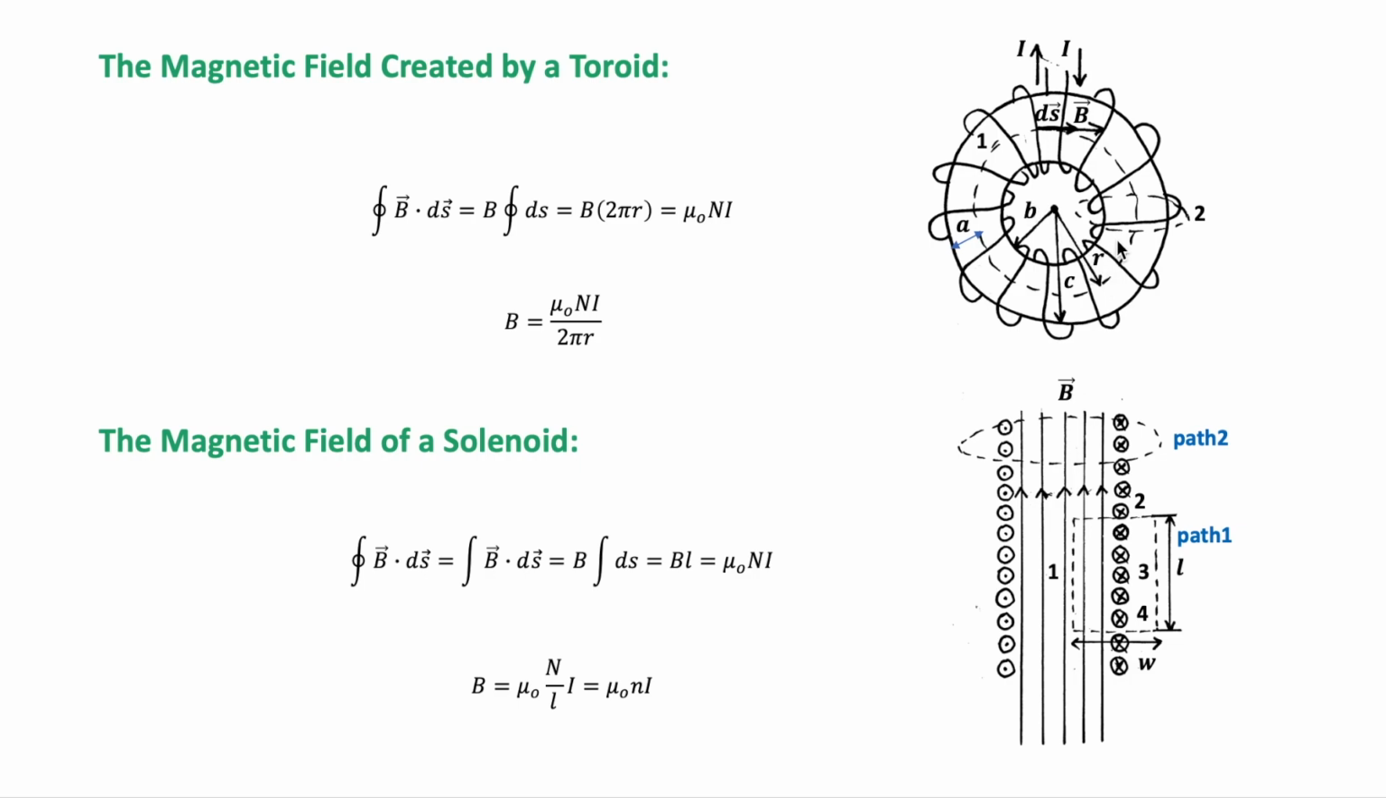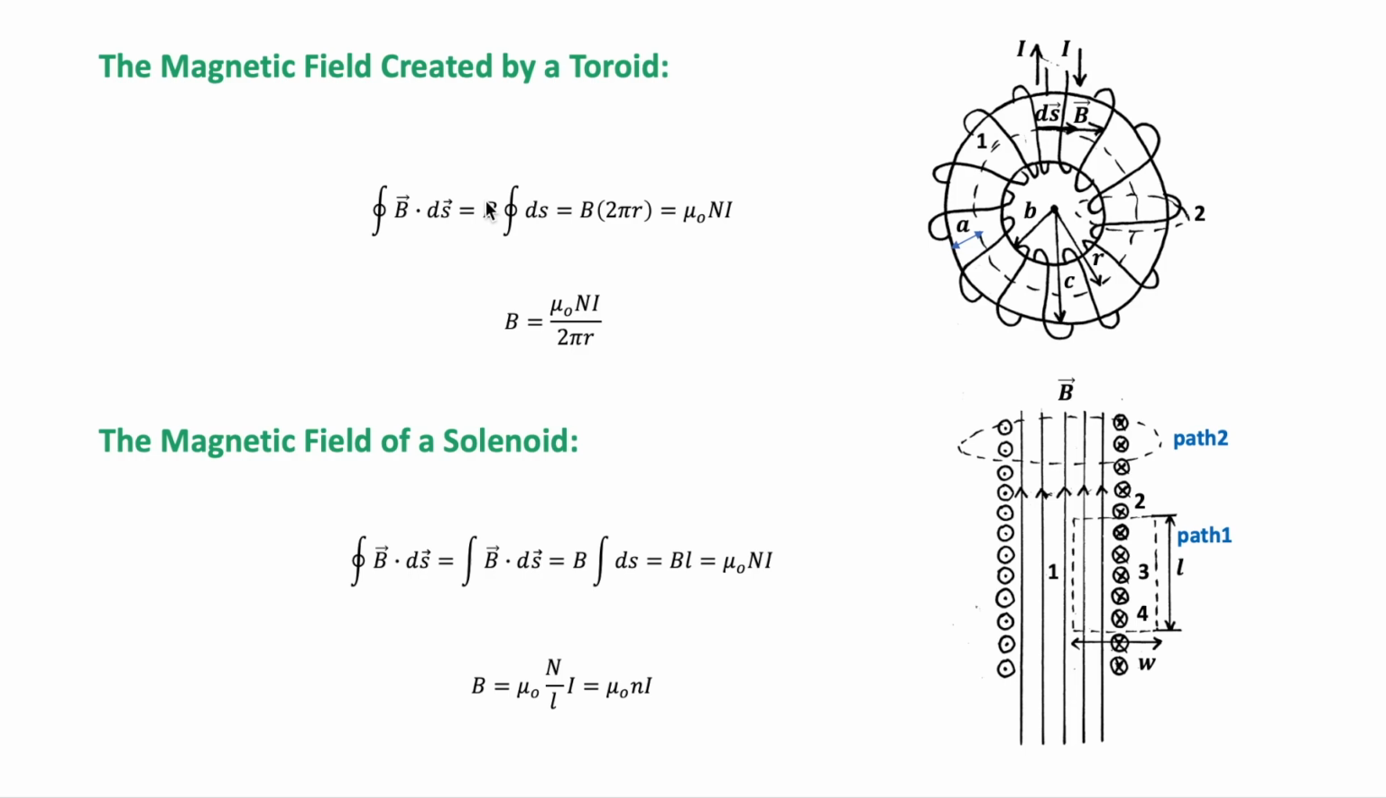The torus could be air, so the toroid could be just a wire wrapped into the shape shown here. We can use Ampere's law because a toroid has a high degree of symmetry. By symmetry, the magnitude of B is constant around this path 1, and it is parallel to ds, tangent to the path, which means that B dot ds is equal to B ds. So B is constant, and it goes out of the integral.